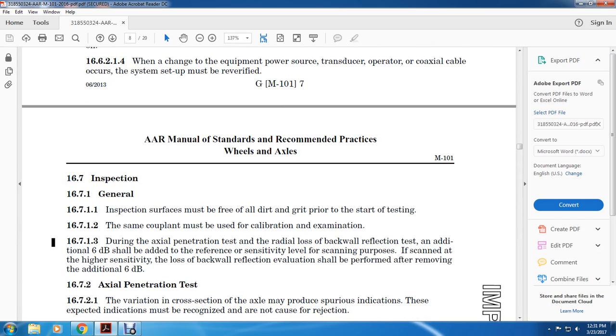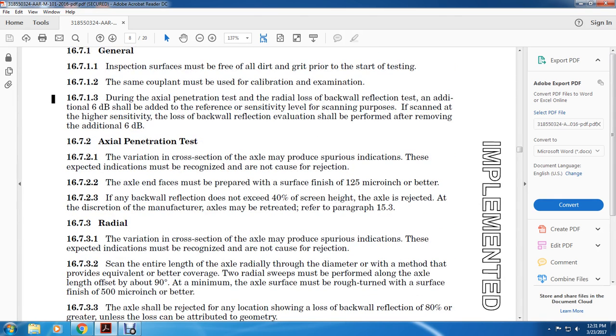16.7 Inspection. General inspection. The surface must be free of all dirt and grit prior to starting the test. The same couplant must be used in the calibration and examination during axle penetration testing. For radial back wall reflection, 60 decibels should be added to the reference sensitivity level for scanning purposes. If scanning with a higher sensitivity, the loss of back wall reflection evaluation is performed after removing the additional 6 decibels.